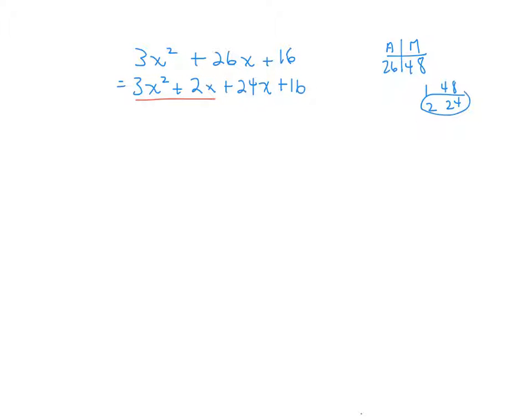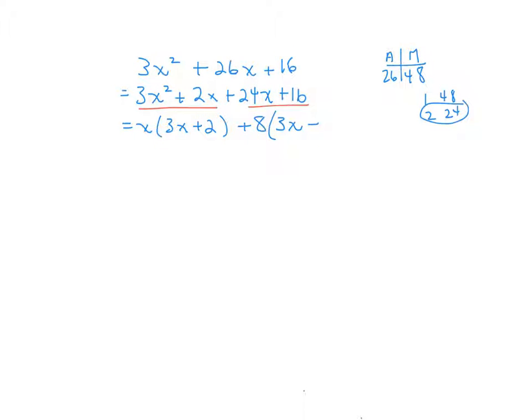X is common in the first pair, so I would have x times 3x plus 2, and then out of the second pair I think 8 will come out, and then 8 times 3 is 24 with an x and a plus 2, so that looks good.